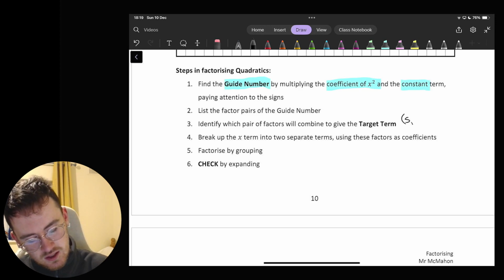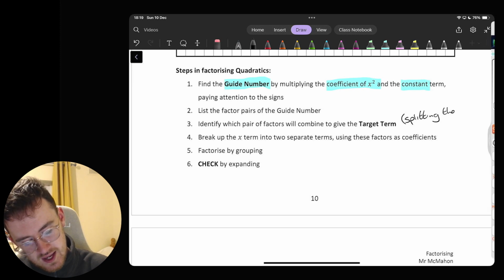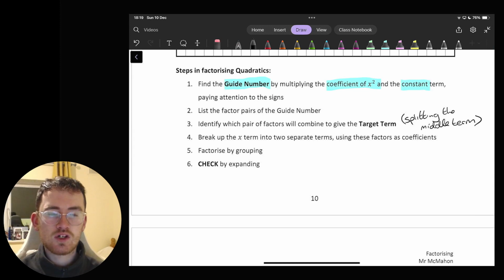Okay, and with that, I'm going to put down a little note here. We're thinking of splitting the middle term. Okay. The goal here is to split the middle term. And the reason we want to do that is because when we've split our middle term, we're splitting our question then into 4 terms instead of 3. And when we have 4 terms, we can do grouping or other type of factorizing. So that's kind of always our goal here as well.